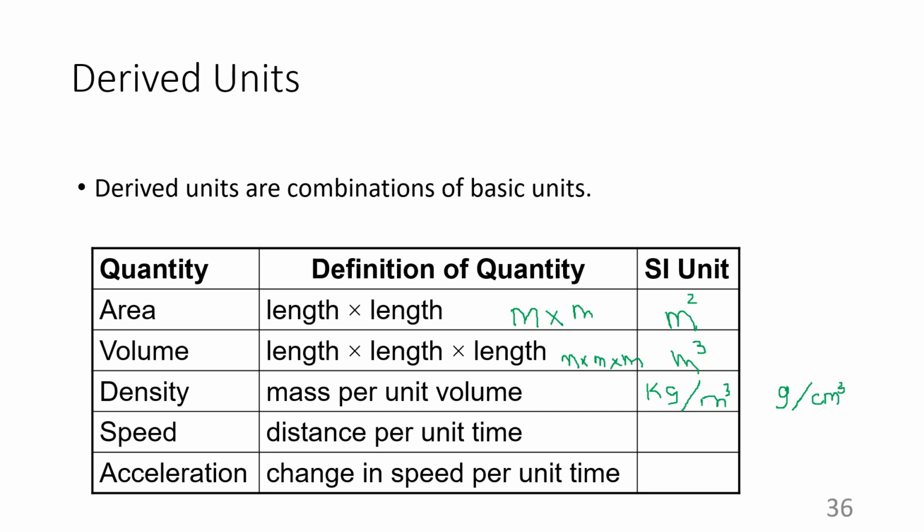All right, speed, distance per unit time. So again, distance or length, the SI unit is meter. And what was the SI unit for time? It was the second. So meters per second then is the SI unit for speed or velocity. And finally, acceleration is change in speed per unit time. And so it would be meters per second, in other words, meters per second squared. So those are just some examples of derived units, and how you would determine their SI units would be take the SI units of the fundamental units and combine them together.